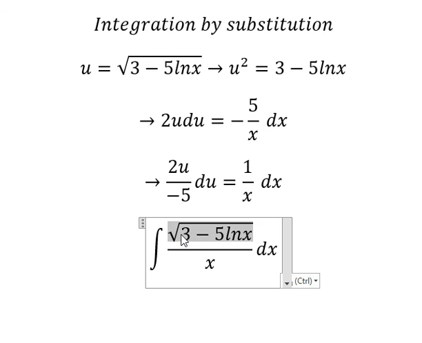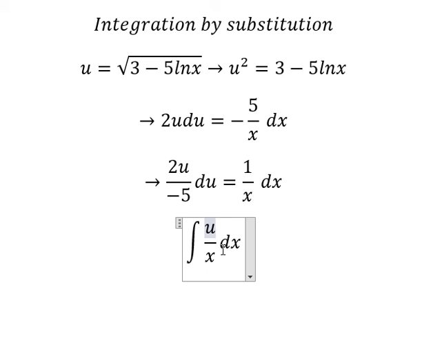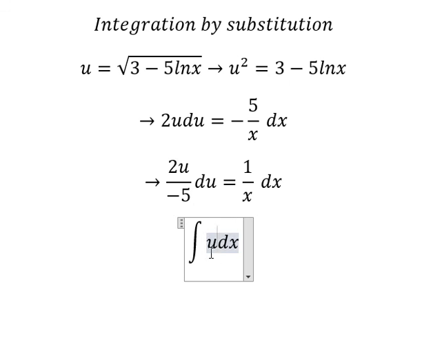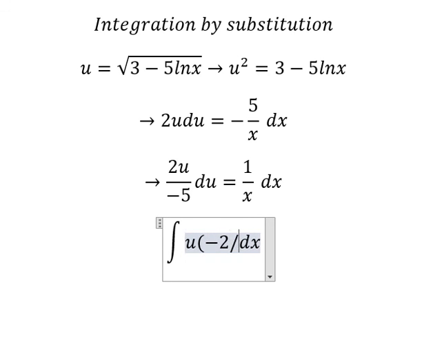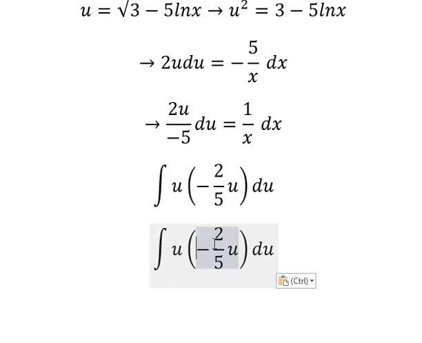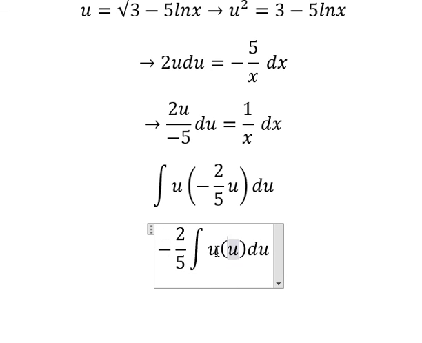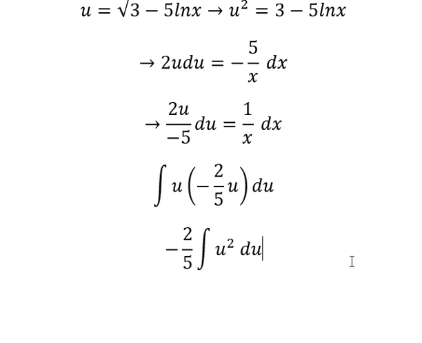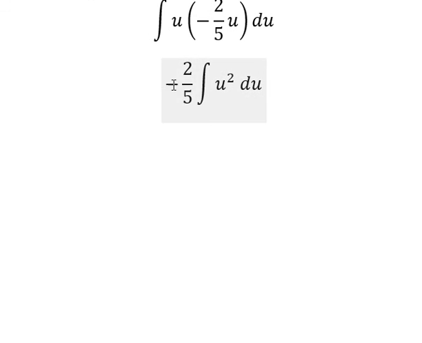So this one we change to u. The s over s we change to 2u over negative 5. So negative 2 over 5 I will put outside. u and u we have u squared. And now we have the final answer.